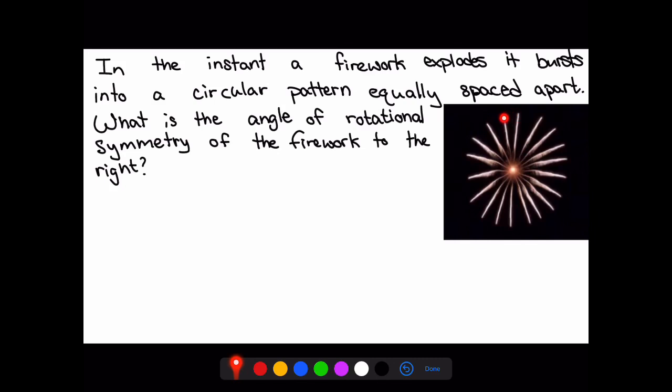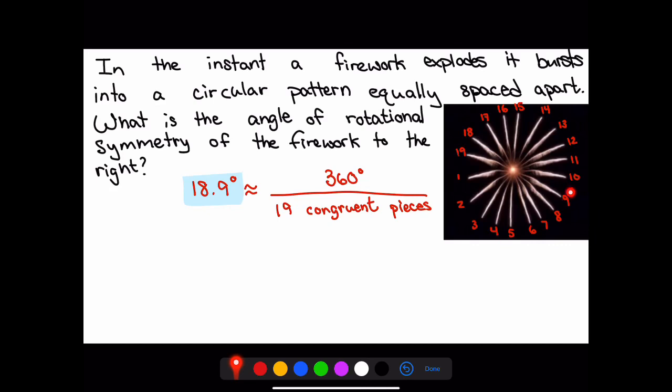Now, to do this, we first know that there are 360 degrees in a full circle. So we take 360 degrees, and we divide it by the congruent parts. So we count up how many parts we have, and we can see that we have a total of 19 in this full circle. So that's 360 degrees divided by 19 congruent pieces, which gives us about 18.9 degrees. So for each turn here, it's about 18.9 degrees. And when you're doing this, just make sure that you're looking for congruent parts, and we're only trying to find one turn. It'll always be 360 degrees because we're always going in a full circle no matter what.